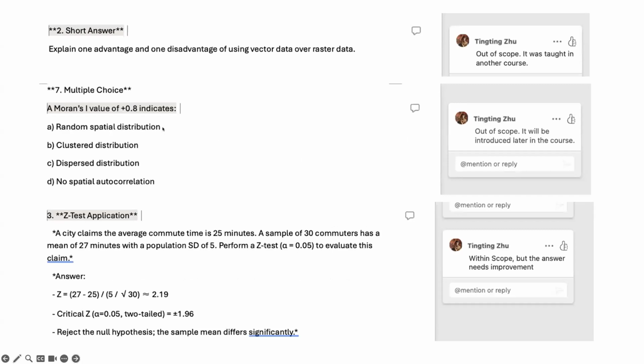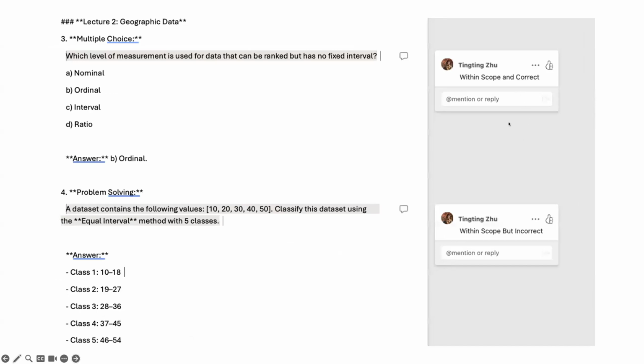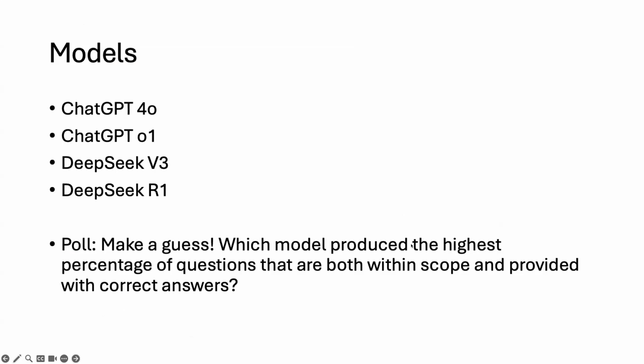So I did an analysis of the questions that were produced by the different generative AI models. I marked them as out of scope or within scope based on the course content. For those questions within scope, I further analyzed whether the solutions they provided were correct, incorrect, or needed improvement. I compared 4 different models: ChatGPT 4.0, O1, and DeepSeek V3 and R1.